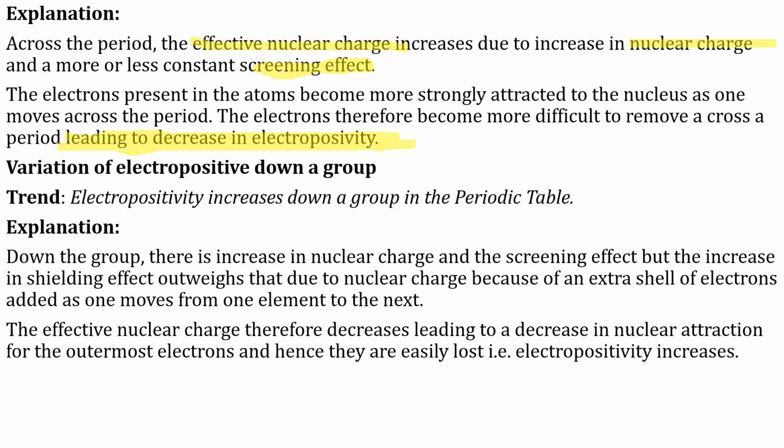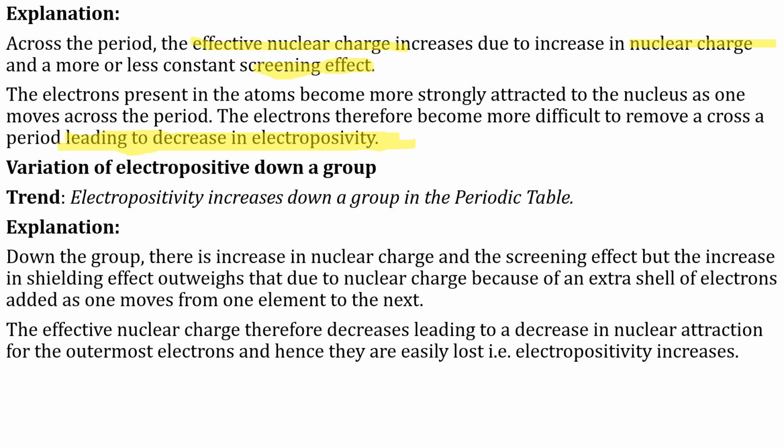So let's look at variation of electropositivity down the group. So you're saying that electropositivity increases down the group. Variation of electropositivity down a group: electropositivity increases down a group in the periodic table. What would be the most significant explanation? We shall say that down the group there is increase in nuclear charge and screening effect.